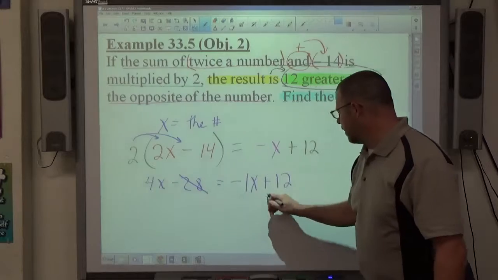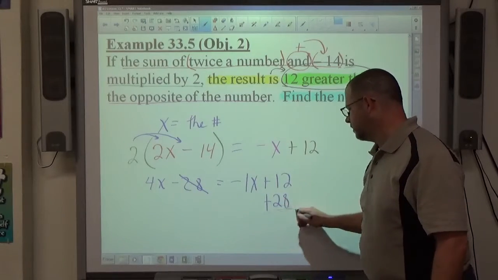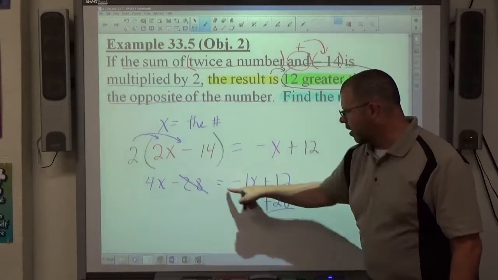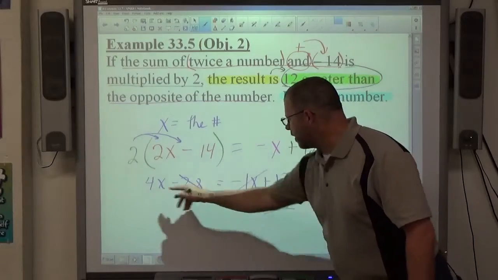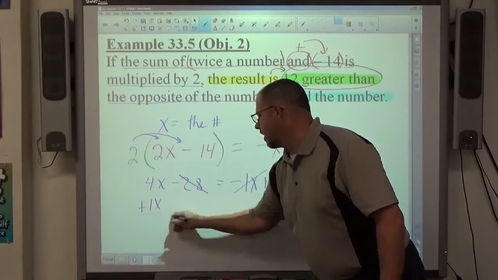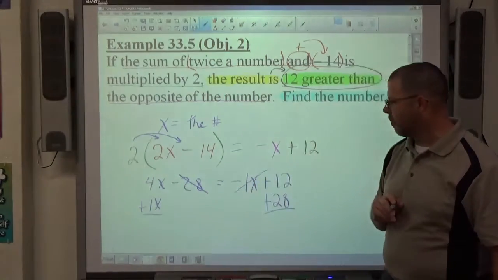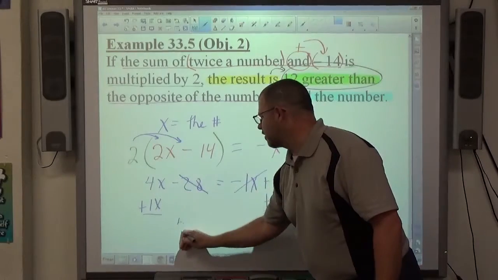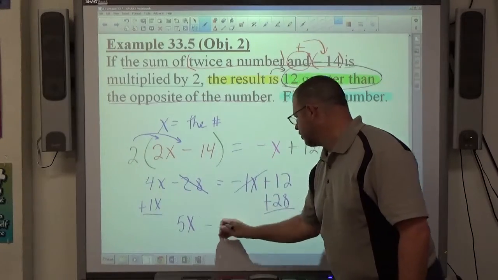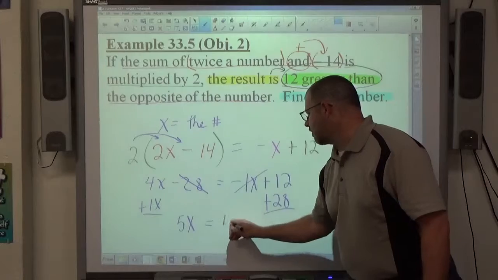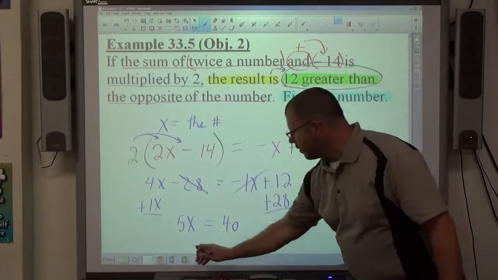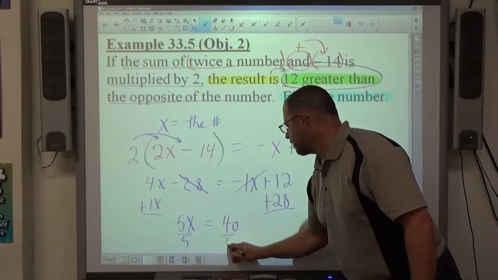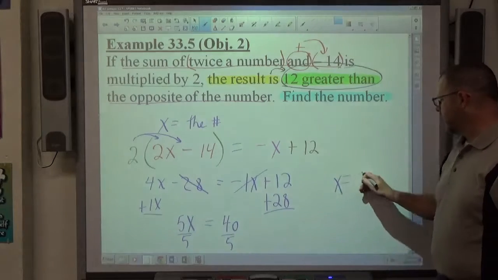I'm going to move the 28 over here, so plus 28. Minus becomes plus because we crossed the equals. I'm going to move the negative 1x over there, becomes positive 1x. Again, moving across the equal sign, changes it to a positive. 4x plus 1x on the left equals 5x equals 12 plus 28, both positive, add together make 40. Then we simply divide by the 5 in front of the x. That gets me x equals 8.